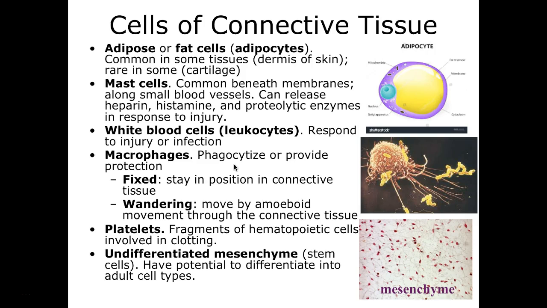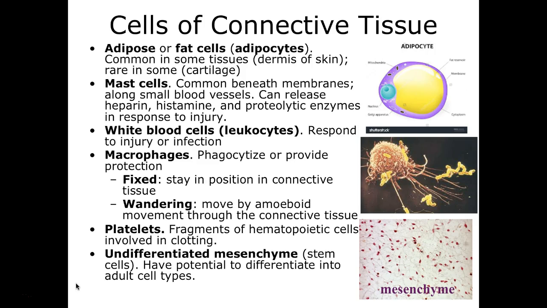So the other macrophages that do move throughout the body, these are called wandering macrophages. They move in an amoeboid movement, kind of like crawling through our connective tissue, searching for pathogens. Next, we have our platelets, and these are coming from fragments of a megakaryocyte, which is a hematopoietic cell. And these platelets are there to assist in clotting. So more on that in our cardiovascular system.